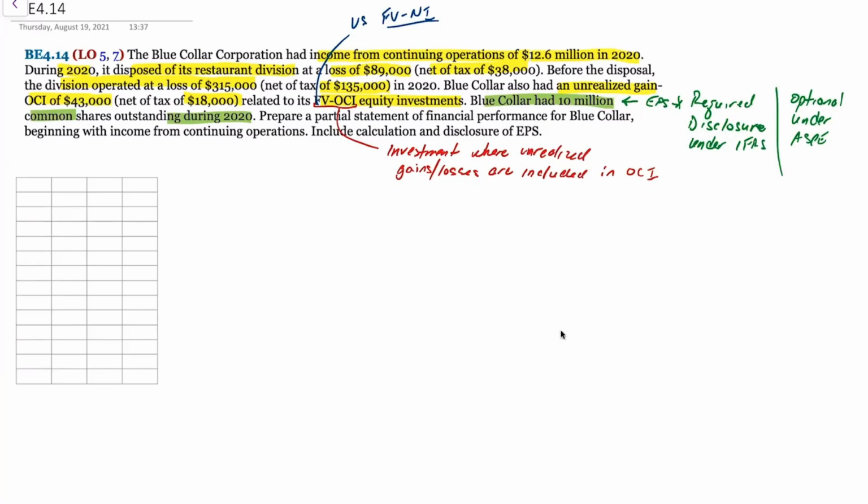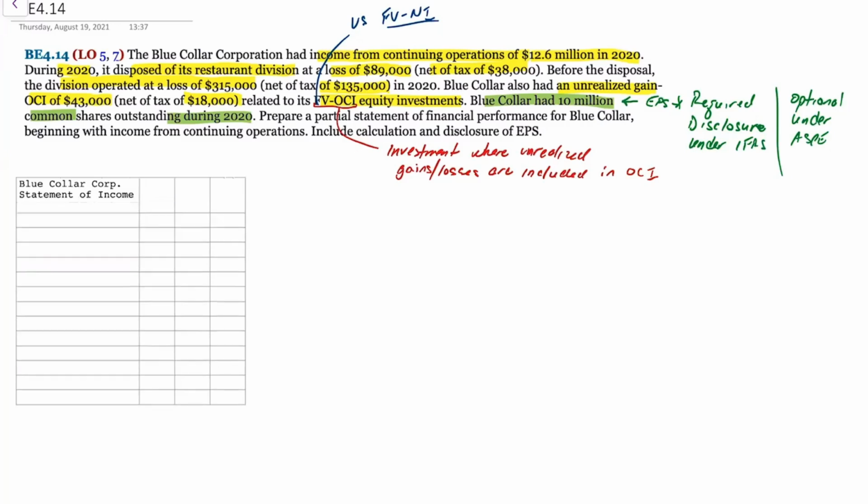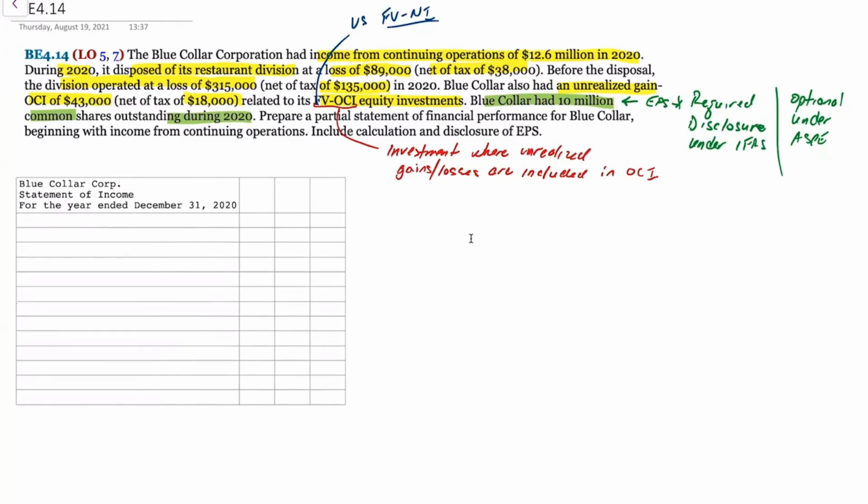So when we prepare a statement in good form, of course, we will start with the title, income. You can call it statement of income, income statement. That part doesn't matter, for the year ended December 31st, 2020. Remember that for an income statement, and what you'll see later for a statement of changes in equity, it's for the year ended, not at.